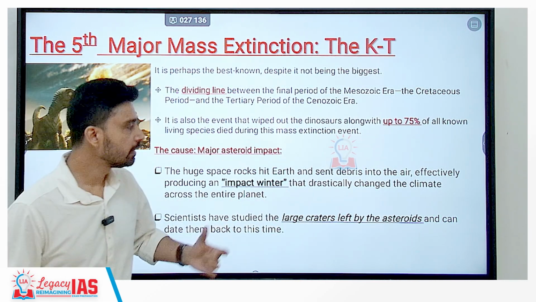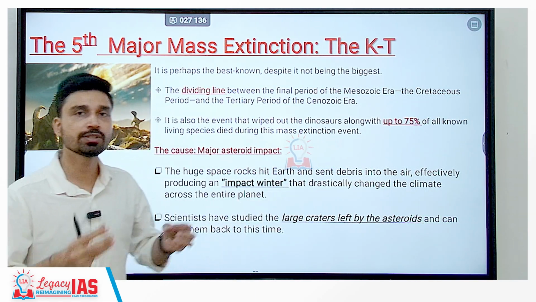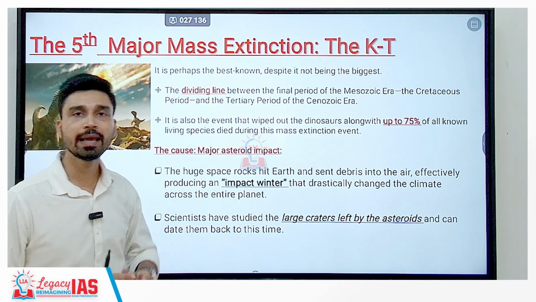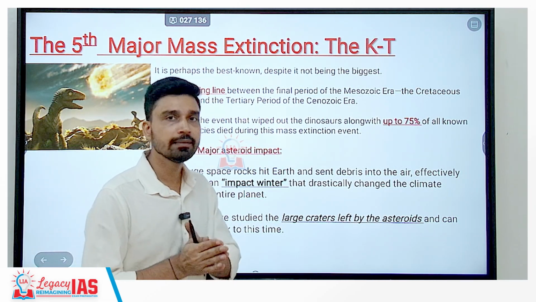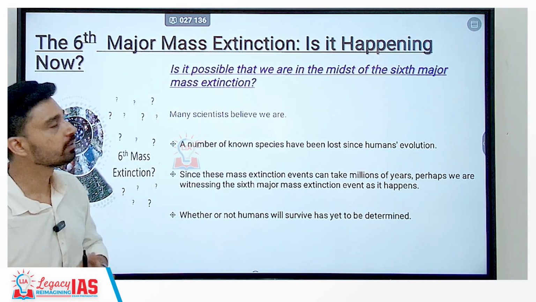Scientists have studied the large craters that were left behind by these meteors or meteorites that fell to the Earth and can date them back to this particular time, thus proving conclusively that a meteor strike indeed happened in this time when we witnessed this particular extinction.